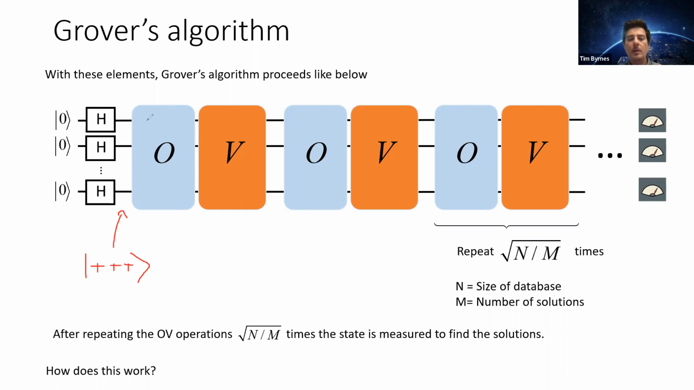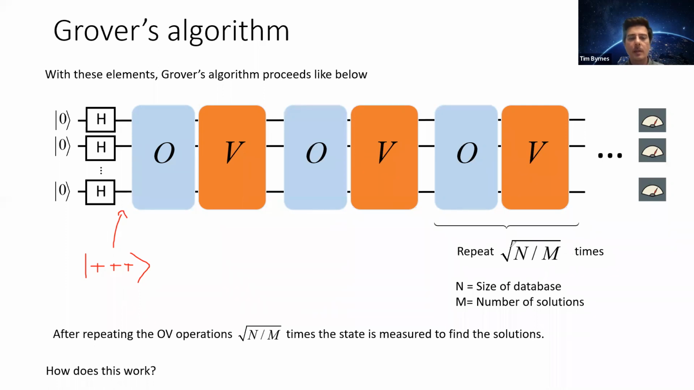Remember, this O is the oracle, the thing that applies the minus signs to the solution states. Then V is just the operator that applies the minus sign just to the plus state, so actually this state here. And then you just repeat this OV, OV, OV, OV a bunch of times. There's some optimal number of times to apply this, and that depends upon the size of the database, that's N, and also upon how many solutions there are.